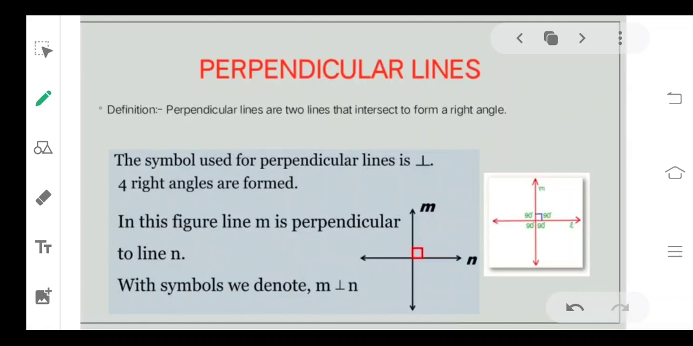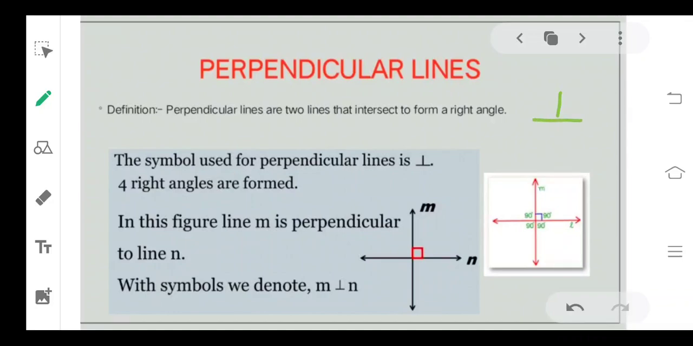Students, you can see here in this adjoining point, line M and line N intersect each other and they make 90 degrees. So when they make 90 degrees, they are called perpendicular lines. The symbol used for perpendicular lines is this.